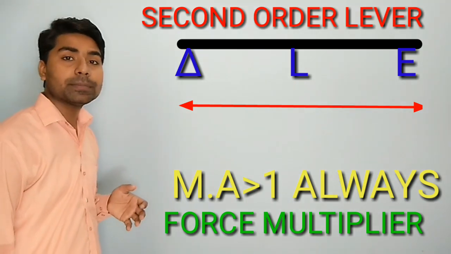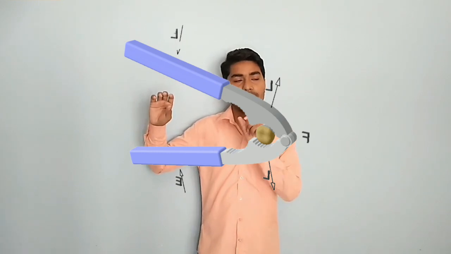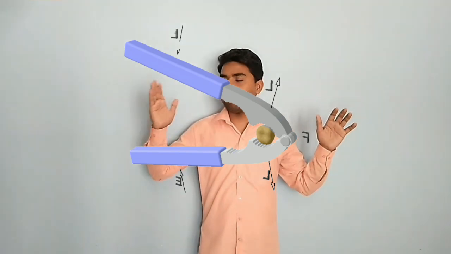And examples are nutcracker. See this. This nutcracker has effort at this point, load in the middle, and the fulcrum at this point. So in this diagram, you can see the effort arm from here to here is longer than the load arm. So if effort arm is more than load arm, it means mechanical advantage more than one. If mechanical advantage is more than one, it's a force multiplier. Some more examples are here in the book.